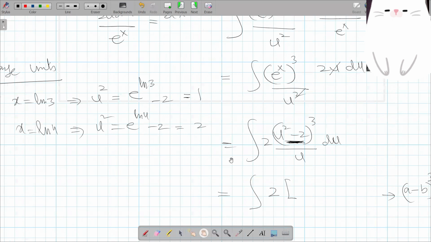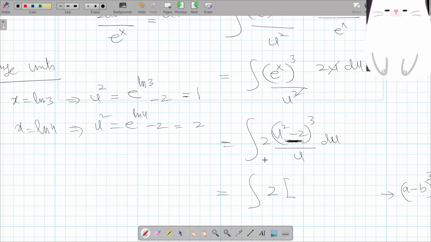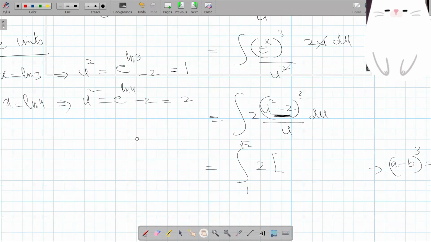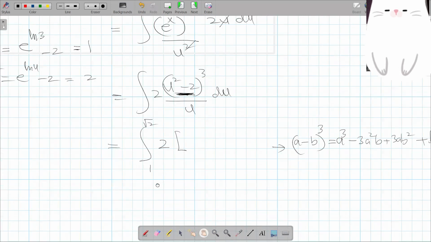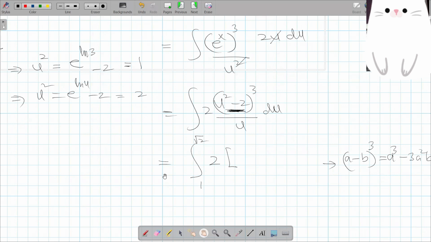So this is from 1 to square root of 2. Wait, why is that? Oh, because square root of 1 is 1. I was going to ask why it's square root 2, not square root 1, but square root 1 is just 1. We are taking the positive square root.